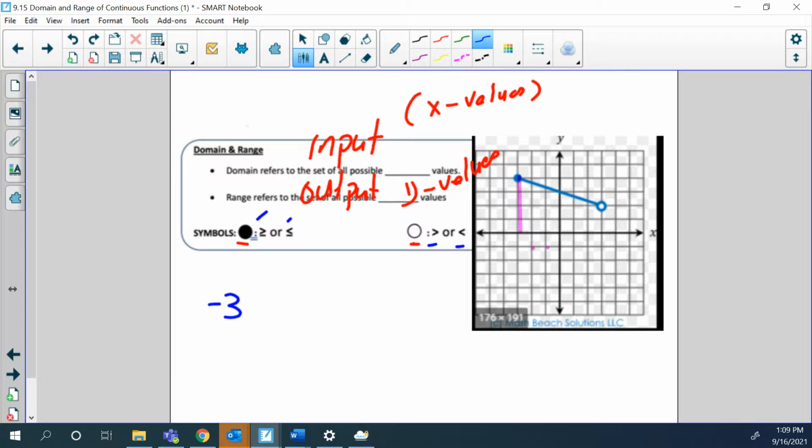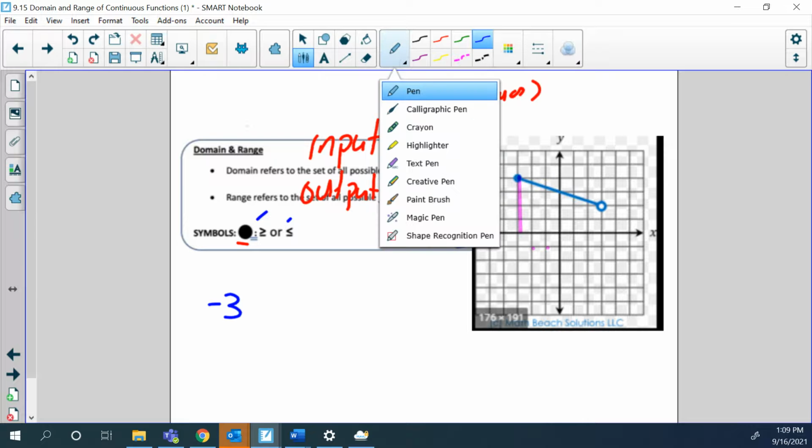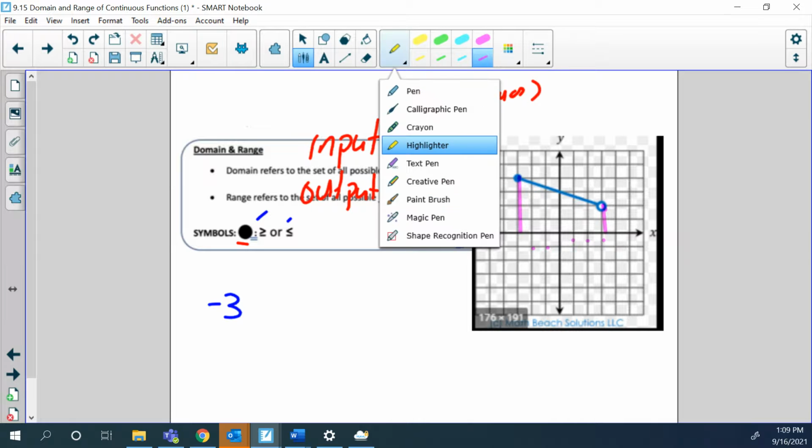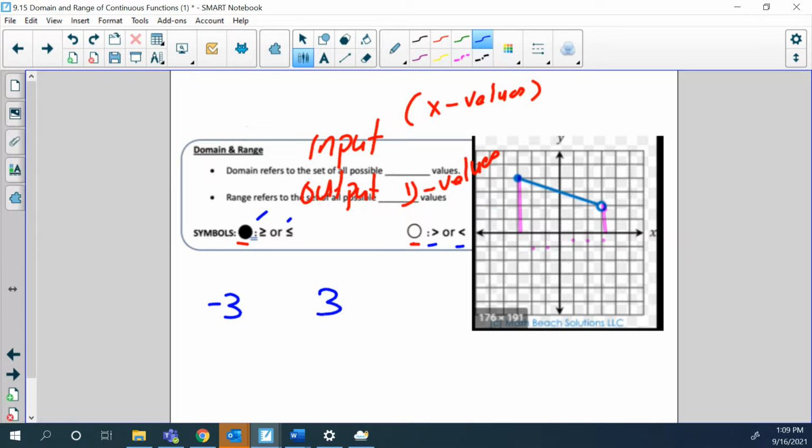Now let's see on the other side where the graph ends. All right, and so if I go over to the right side, right here, I come down to the x-axis. That's going to be 1, 1, 2, 3. So it ends at 3. Okay.